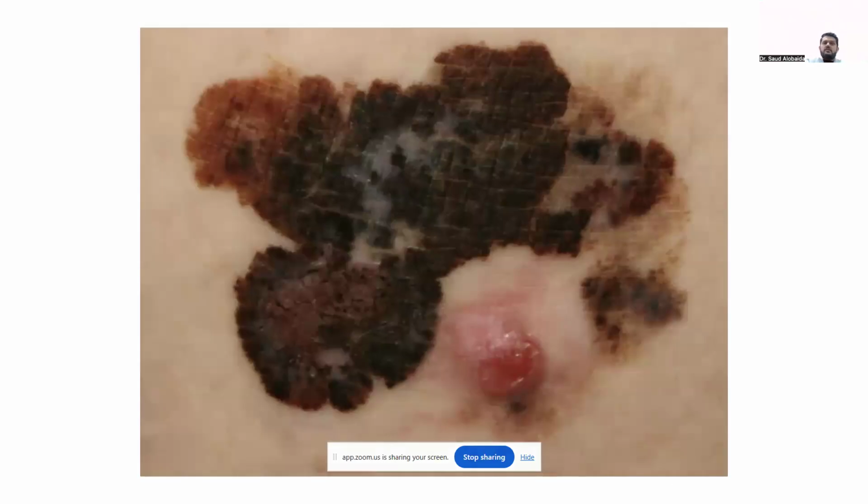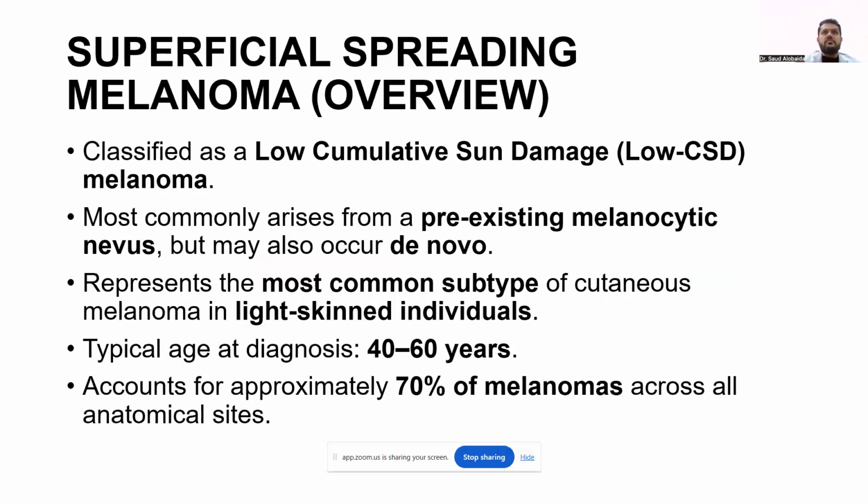Back to this picture. This is the most common, what we call superficial spreading melanoma. It has, and get used to this word, low cumulative sun damage, low CSD. I think this is going to be entertained further and further in classification to separate between the burden of these tumors. So it's the one that could occur most commonly in a pre-existing nevus, but also can occur de novo.